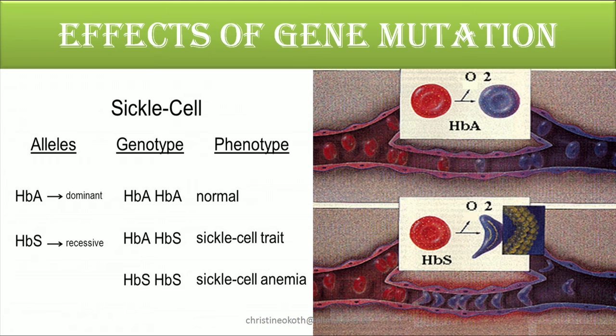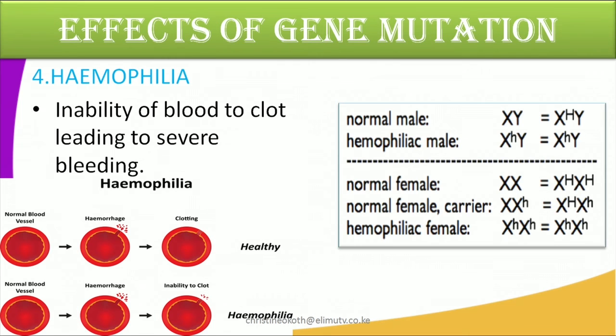So we've said that hemophilia is the inability of blood to clot, leading to severe bleeding. If you've ever seen somebody who just cuts or injures a blood vessel, this person will continuously ooze blood. There's a defect in the clotting of the blood, so this person is said to be hemophilic.